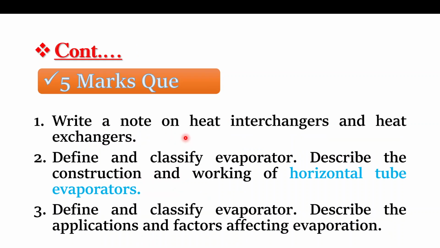Then move forward to the 5 mark question. So in 5 mark questions, some evaporators are there. So let's start with question number 1. Write a note on heat interchangers and heat exchangers. So a simple note is there on heat interchangers and heat exchangers. Then second question is define and classify the evaporator. So you define and then classify. Then describe the construction, working, principle, diagram of horizontal tube evaporator.